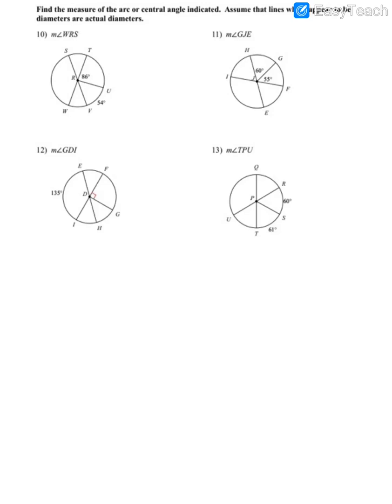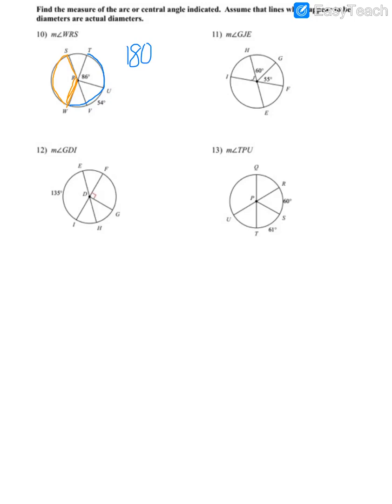Alright, so we need the measure of arc, or I'm sorry, angle, WRS. So that's this angle here. We know it's going to be the same as whatever that arc is. So let's fill in what we know. Now, if you see in this problem, the key here is that we have this straight across line through the center, giving us basically a semicircle over here. So we know that these three angles or arcs need to add up to 180. So we can find this little missing one over here by subtracting 180 by 86 and 54.